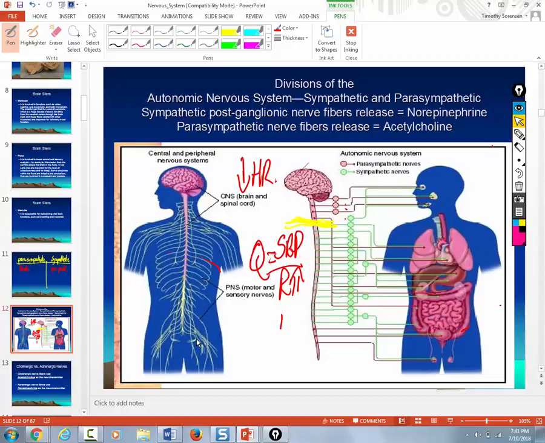Did that make any sense at all? That's autonomic dysreflexia. They're gonna hit you hard with this. They love talking about this stuff. And now you know how it works, don't you?